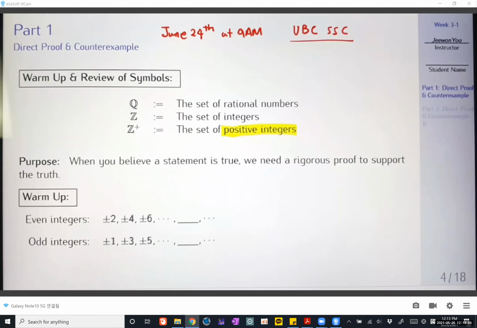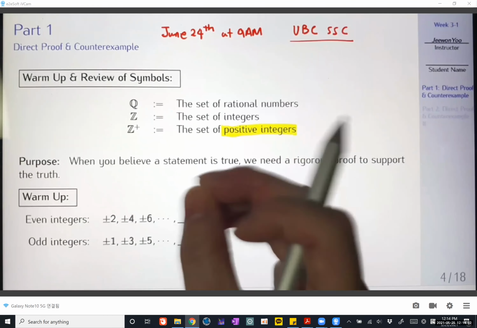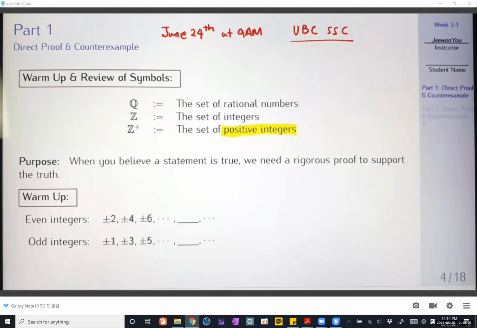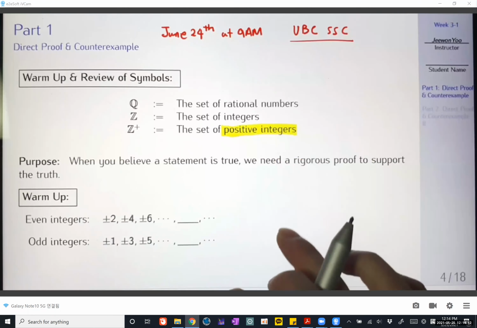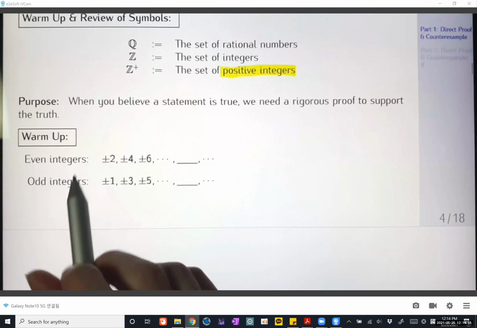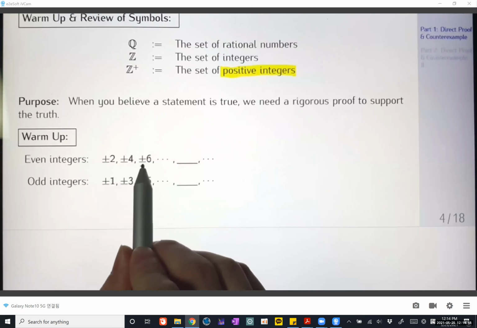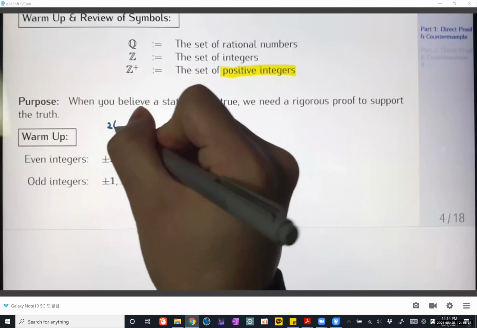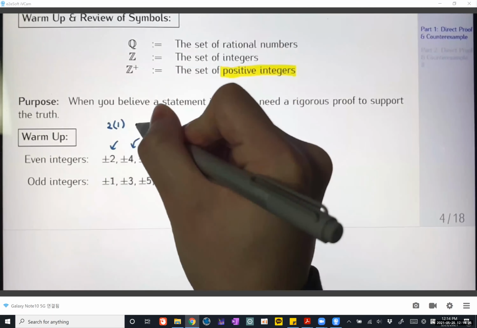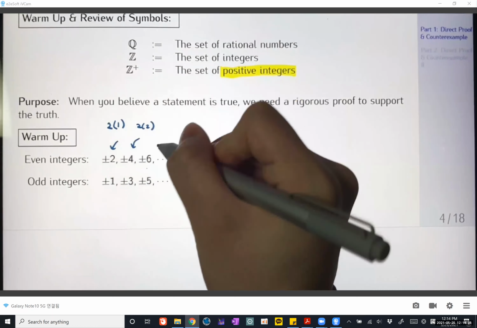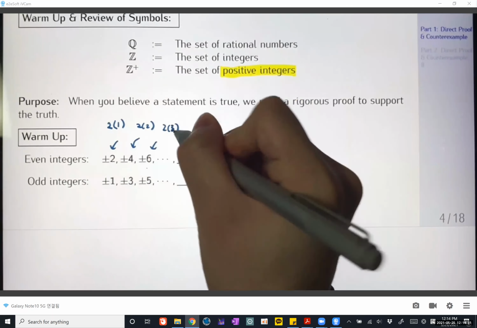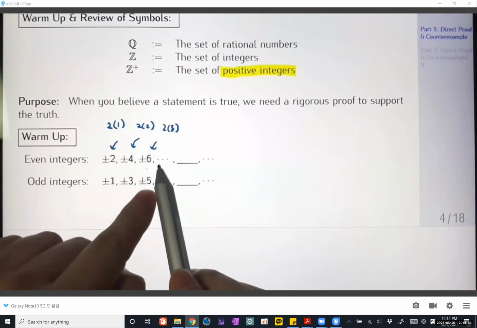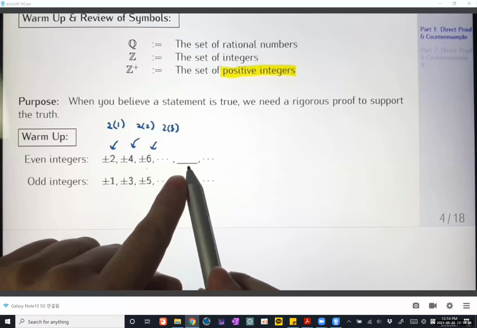Okay, everyone. Are you ready to do some simple proofs today? In order to do rigorous proofs, we need to know how to represent a number in general. For example, look at this pattern: plus minus 2, plus minus 4, plus minus 6. Did you notice that 2 is the same as 2 times 1? This number 4 is the same as 2 times 2, and this number is 2 times 3. So everyone, dot dot dot, as it goes along, what is the general expression of an even number?